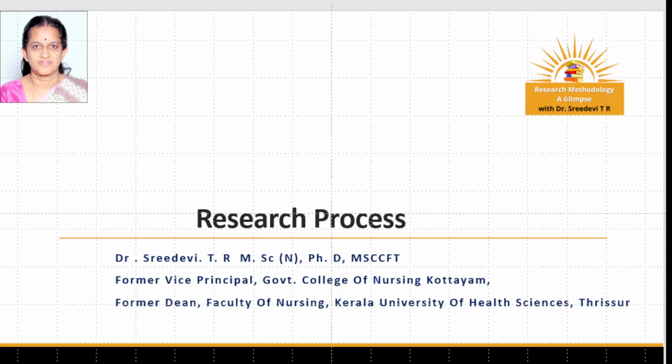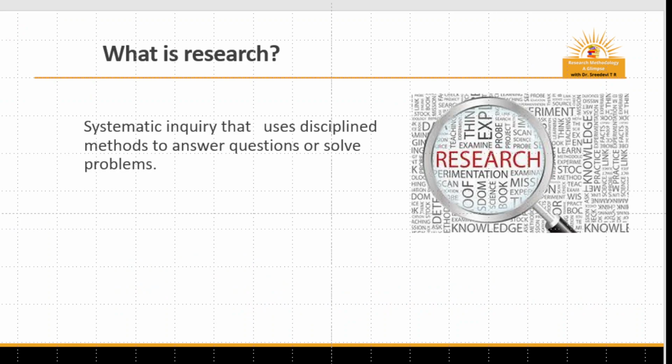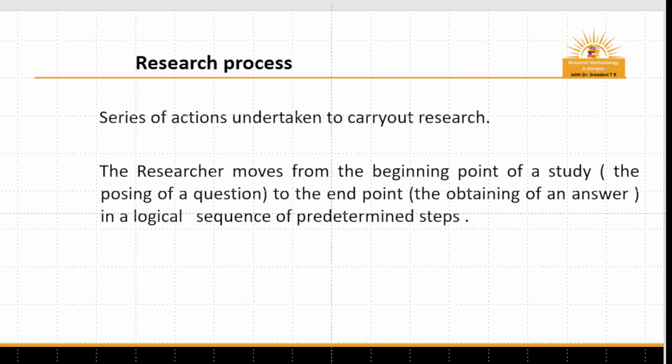Research is a process of collecting, analyzing and interpreting information to answer questions. Research is a systematic inquiry that uses disciplined methods to answer questions or solve problems. Research process is a series of actions undertaken to carry out research.